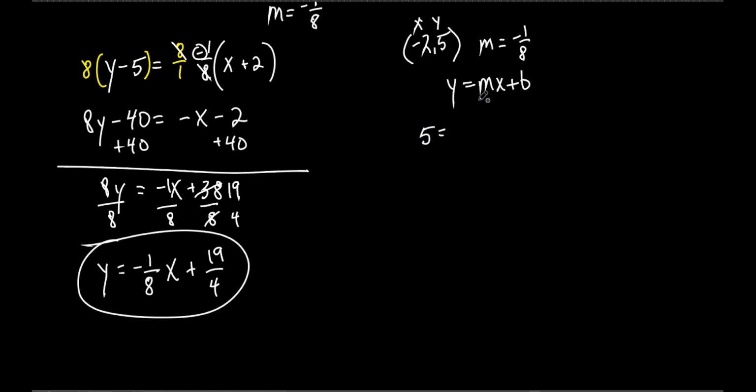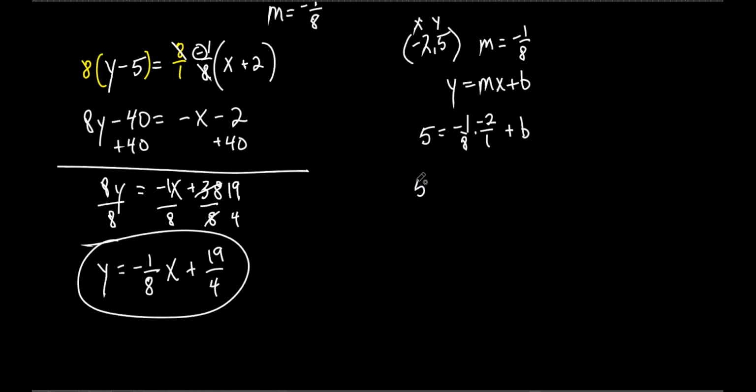All right, so what am I going to put in for the y? 5. What am I going to put in for the m? Negative 1/8 times x, which is negative 2 over 1, plus b. This might be easier than what this was. It's probably a good example to show you that sometimes using the point slope form might work out a little easier, sometimes a little more complicated. I think this one might be just a tad more complicated than doing it like this. I don't know. Let's see.